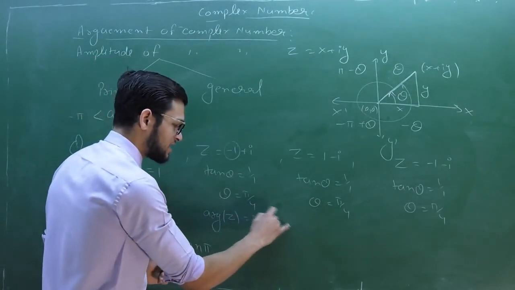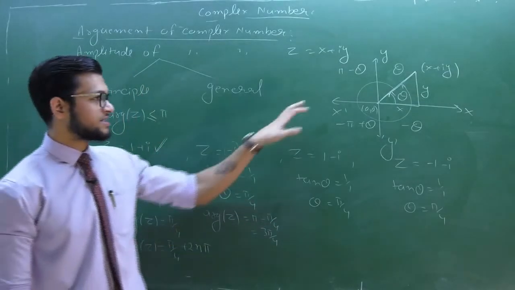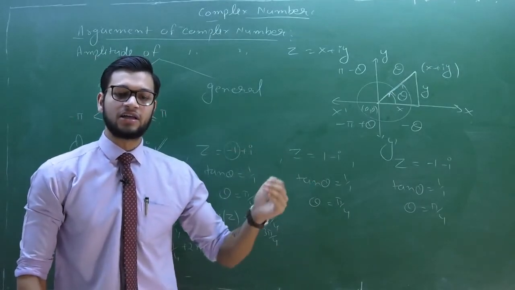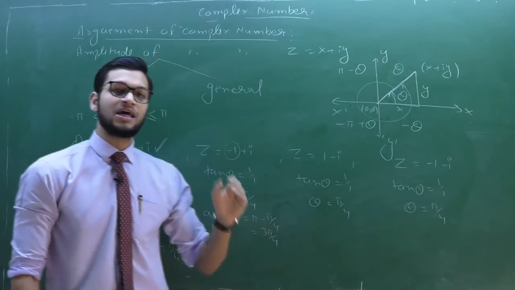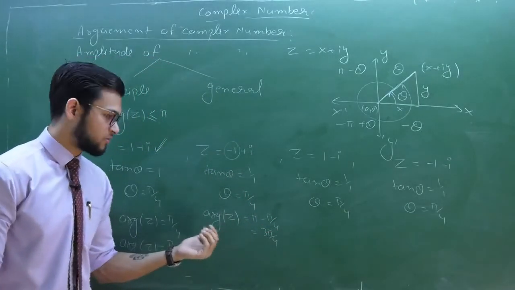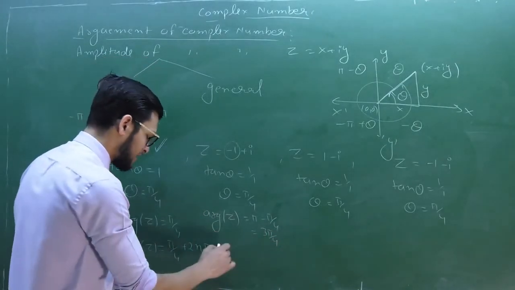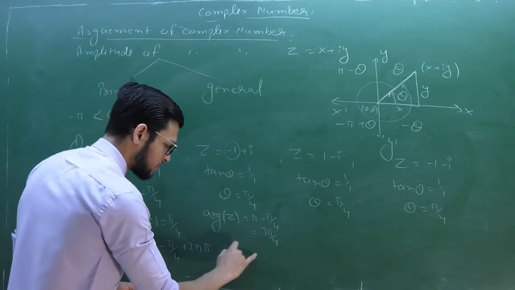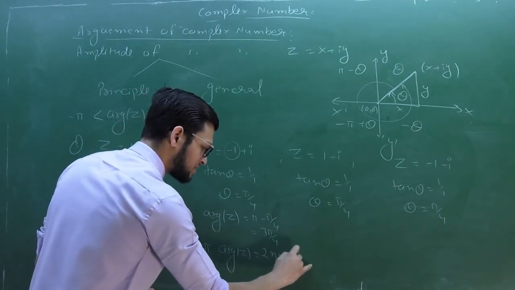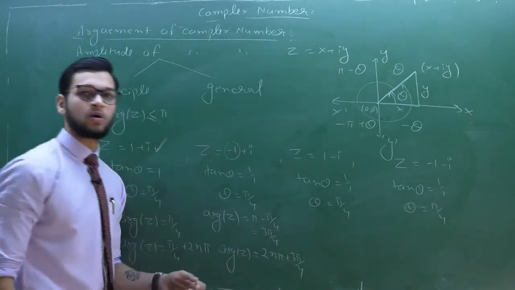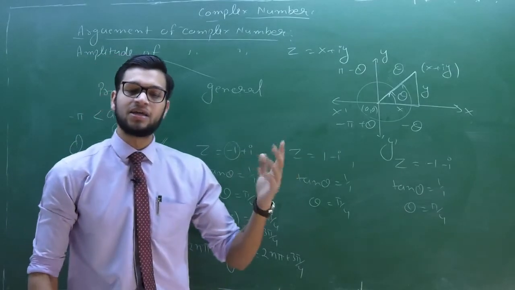It means pi minus pi by 4, which is equal to 3 pi by 4. In the second quadrant, the argument of z will definitely be pi minus theta, where theta is equal to pi by 4. It means the principal argument of z will be pi minus pi by 4, which is equal to 3 pi by 4. Now if you want to calculate the general argument, it will be 2n pi plus 3 pi by 4, where n belongs to the integers.